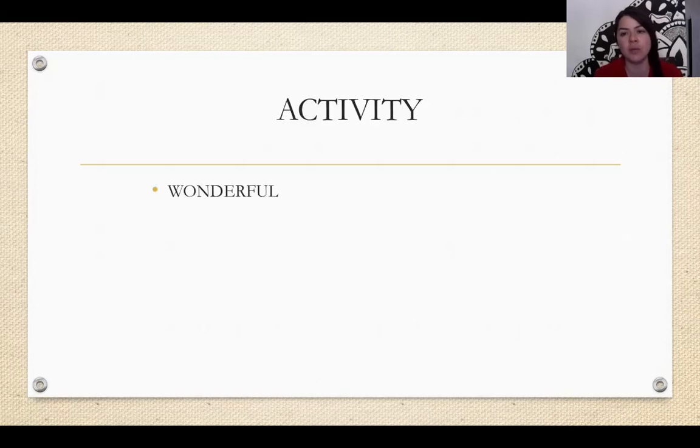Wonderful. What would be wonderfulest or most wonderful? Yes, most wonderful. Second, smart. It's long. Is it short? Let's see what is the correct answer. Smartest. Yes. Third one.